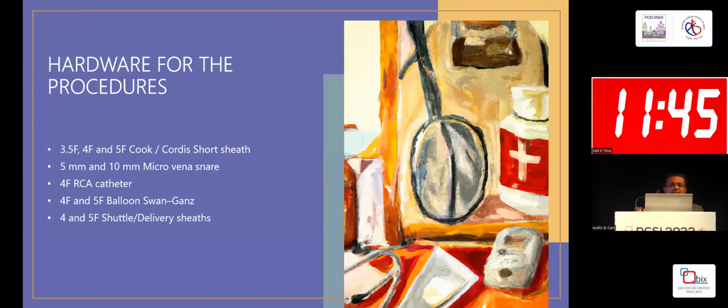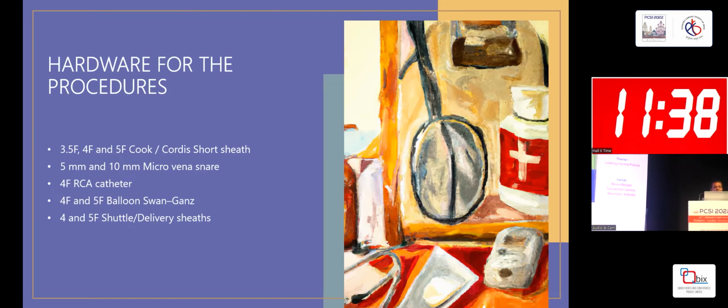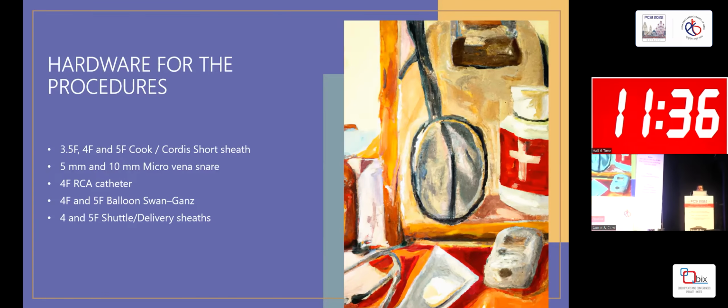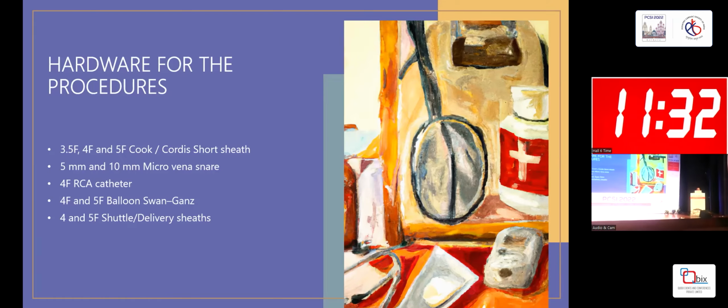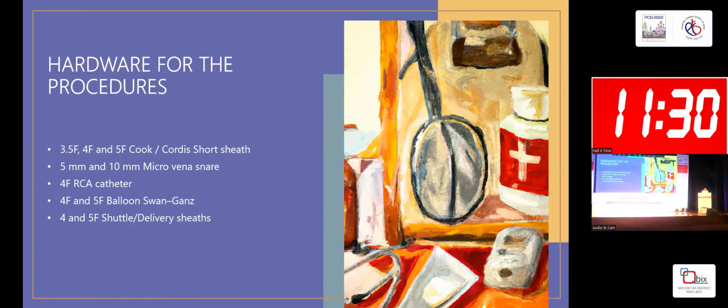Hardware, which I think is essential, is a 3.5 French, a 4 French, a 5 French Cook sheath and a Cordis sheath, a snare, a 5 millimeter, 10 millimeter microvena snare, 4F RC catheter. Most of the manipulations which I do are with this 4F RC catheter, 4F and 5 French balloon Swan-Ganz catheter, and shuttle sheaths.